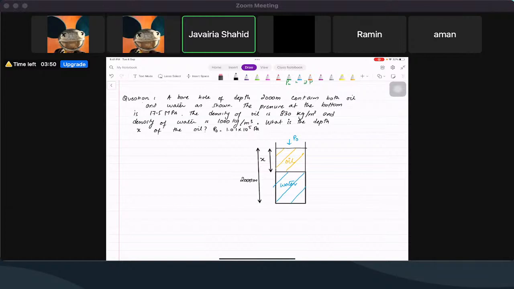Have they given the G value, or we have to use the standard value? You have to use the value G 9.81. That's the same.